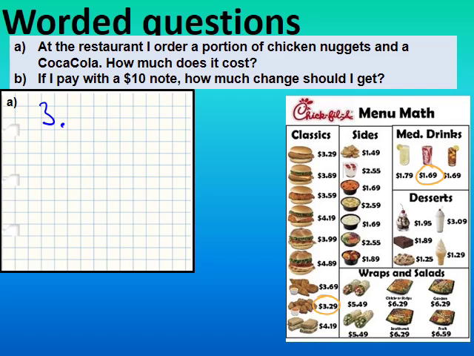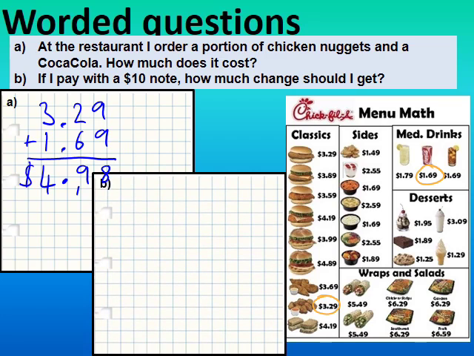$3.29 add $1.69. Decimals line up correctly, so I can do my question. 9 plus 9, 18, carry the 1. 6 plus 2 is 8, plus the 1 is 9. Decimal point goes there. 3 plus 1 is 4. $4.98 is my answer.